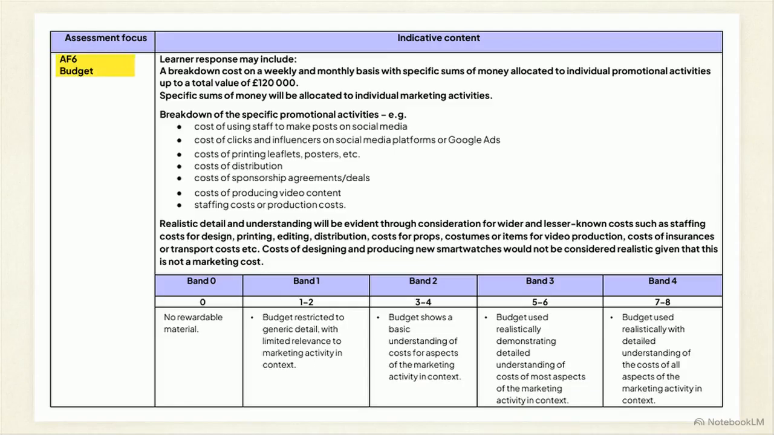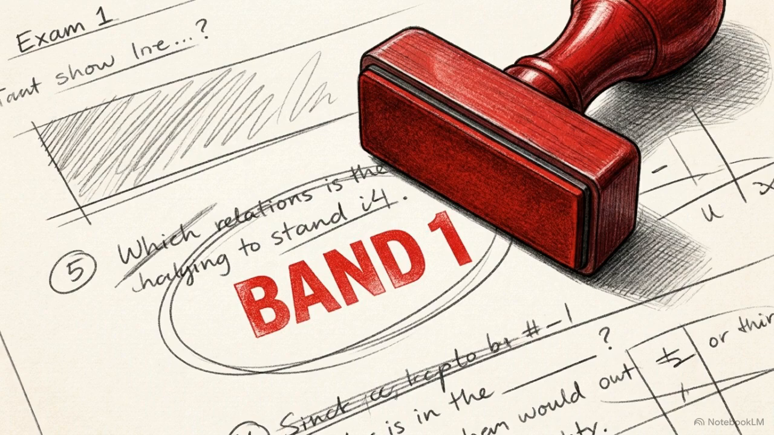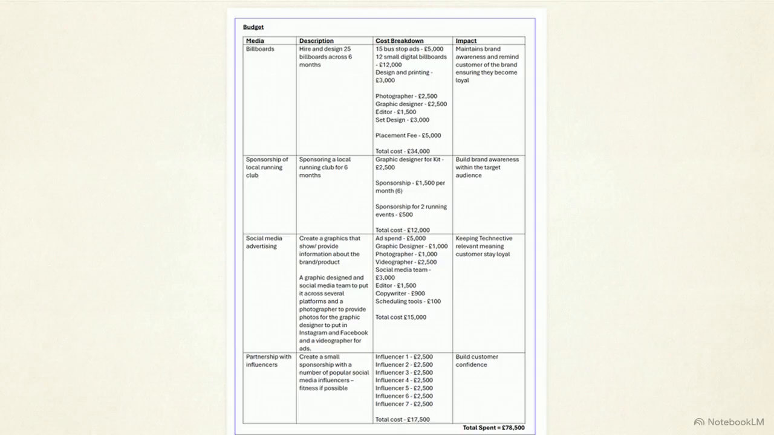Let's look at the examiner's rubric for the AF6 budget. To reach the top marks, you must show realistic detail. Notice this specific line here. They are looking for consideration for wider and lesser-known costs. Allocating round numbers like £10,000 for leaflets ignores the actual mechanics of a marketing campaign and often results in lower marks for realism. High-scoring responses look at an itemized table like this one.